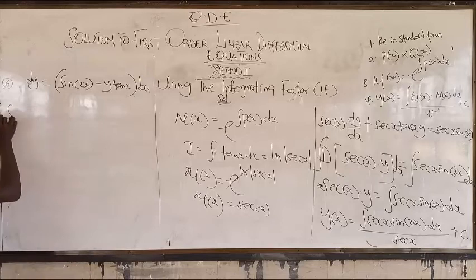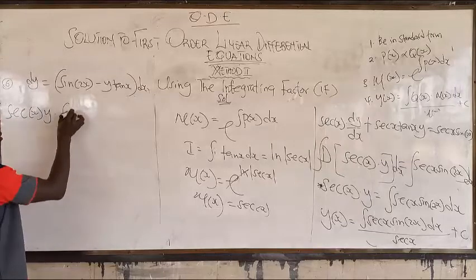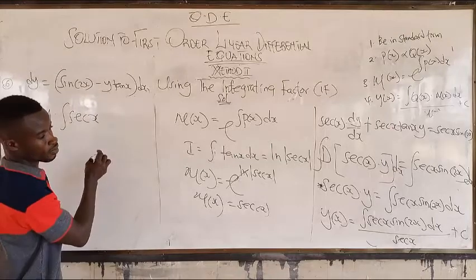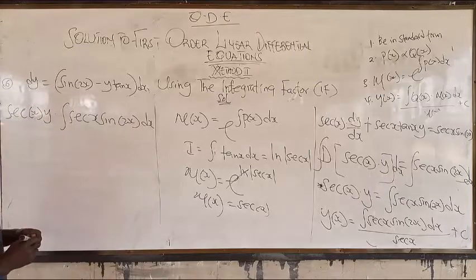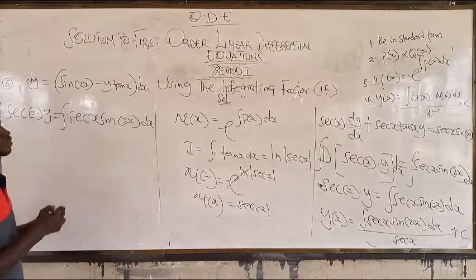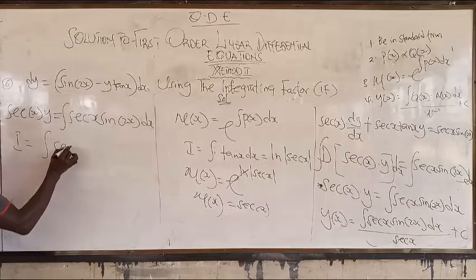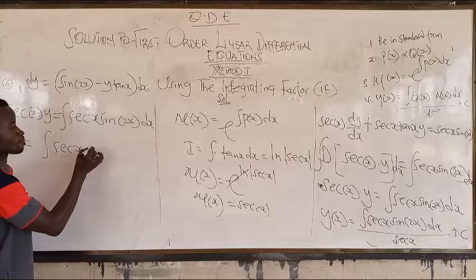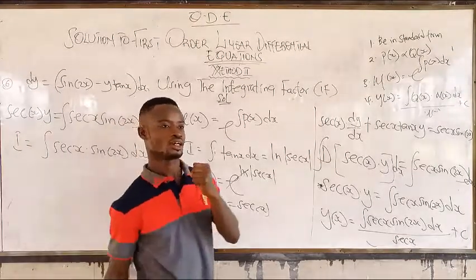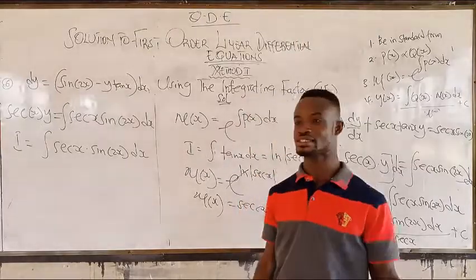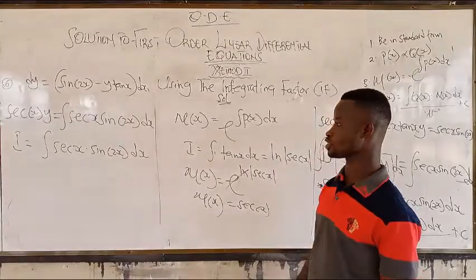Alright, so we have set sine 2S dS. Here is where we are. So we take the integral part, the integral of sec S sine 2S. Now, if your integral calculus is very good, there is no function that can never be integrated in your hands. No function can scare you.